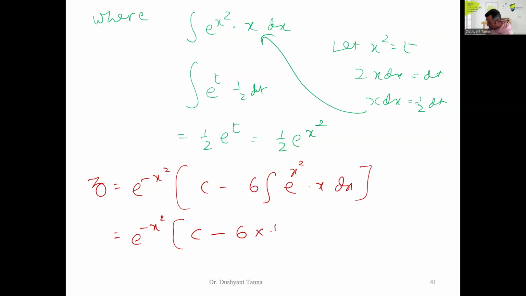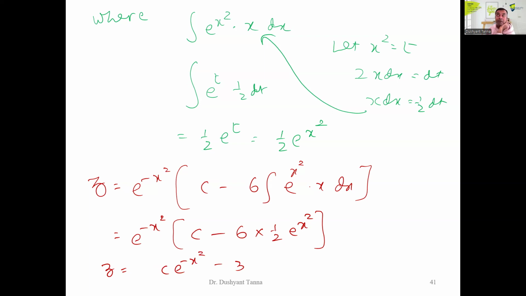C times 6 times half e raised to x squared multiplied inside. So that will be c e raised to minus x squared. That will become 3, just 3, because e raised to negative x squared and plus x squared will be gone. Okay. Now, this is still in z.